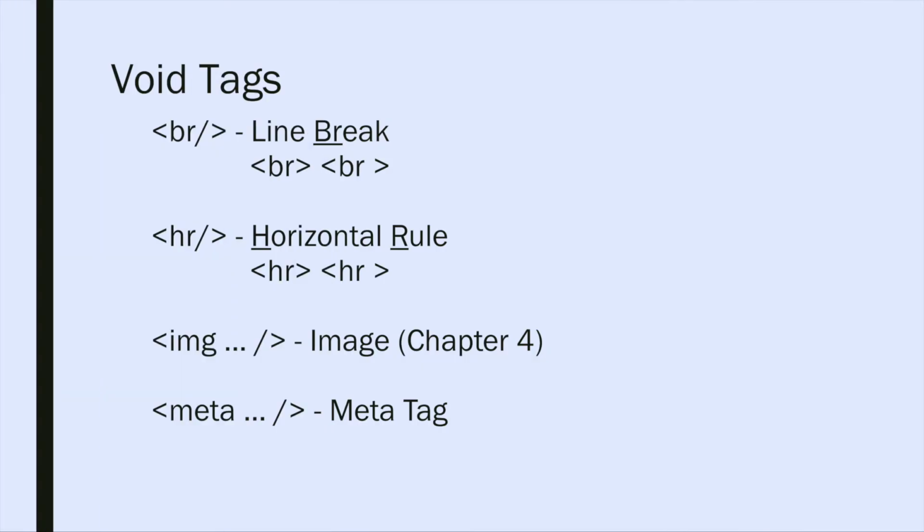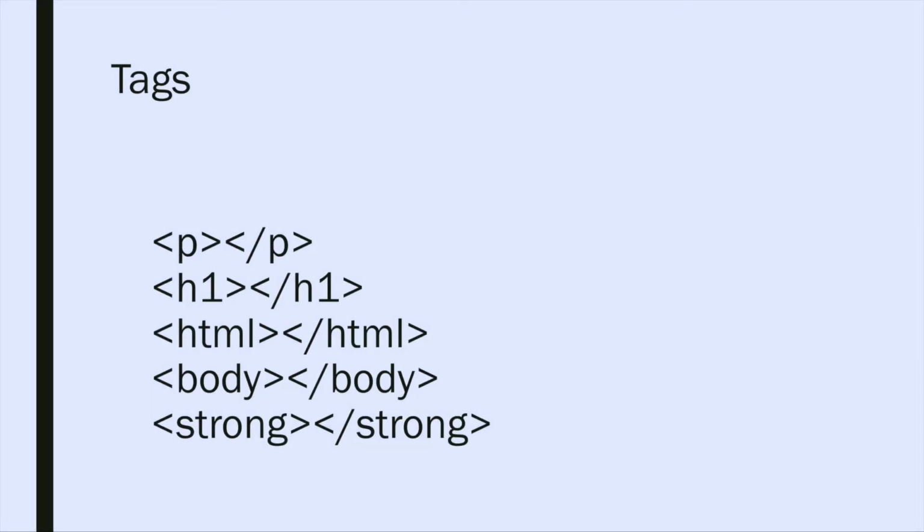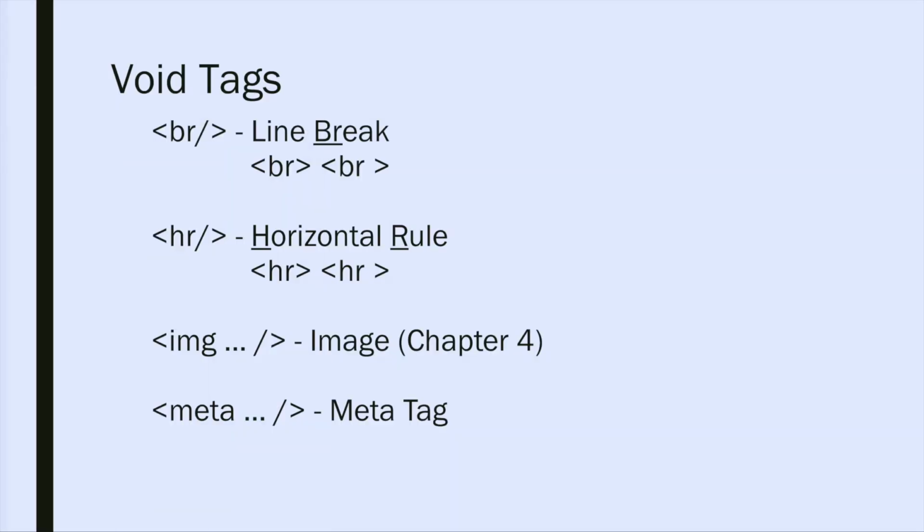There are such things as void tags. If you took a look at the tags from the previous slide, you'll notice that a lot of them have the opening and the closing tags. A void tag is a tag that either closes itself or does not need closing. If we take a look at the previous slide, you see P and then /P, H1, /H1, etc. Void tags don't need that. Void tags can close themselves with a slash.